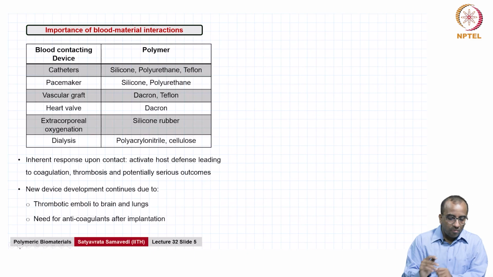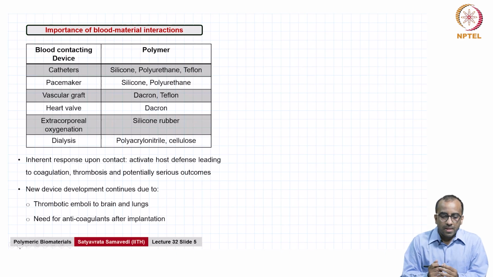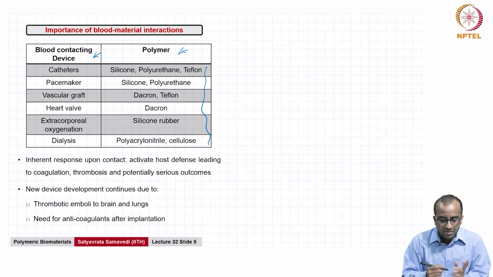Now, once we have understood that that is one of the goals of biomaterial design, we can also now see why it is important to study blood material interactions by looking at specific examples of blood contacting devices. Now, shown here are devices and the respective polymers that are used, where many of these devices use these polymers, and many of them will get implanted or at least will come in contact with blood: catheters, pacemakers, vascular grafts, heart valves, extracorporeal oxygenation devices, dialysis membranes.